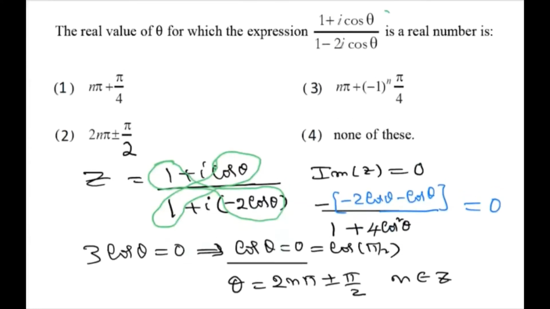Or by inspection, when you take n equal to 0, the value of this expression becomes just pi by 2. If you take the value of theta as pi by 2, here cos pi by 2 is 0, here also 0, then this becomes a purely real number. In fact, that will be 1.